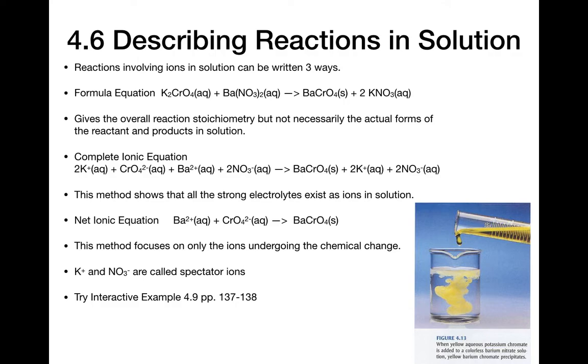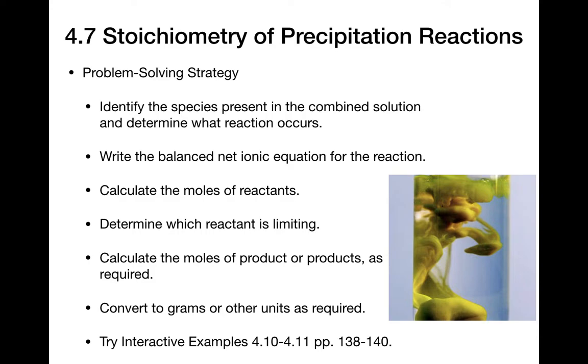I will tell you that AP Chem loves the net ionic equations for its simplicity and its focus on only the ions undergoing the chemical change. So when it comes to stoichiometry for precipitation reactions, your problem-solving strategy is to identify what are the species in the two solutions that are being combined and which of those ions in solution are going to actually react with each other and form an insoluble solid.